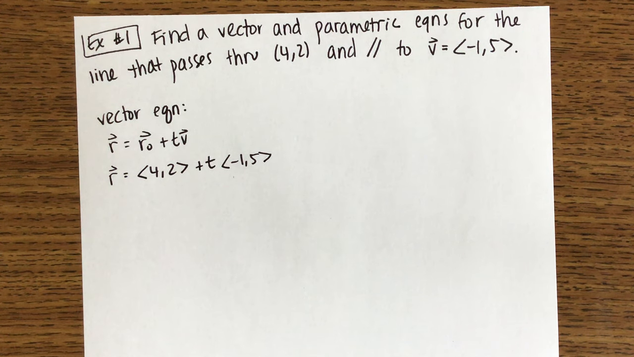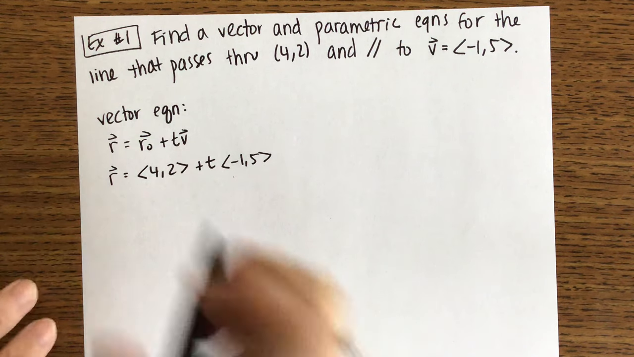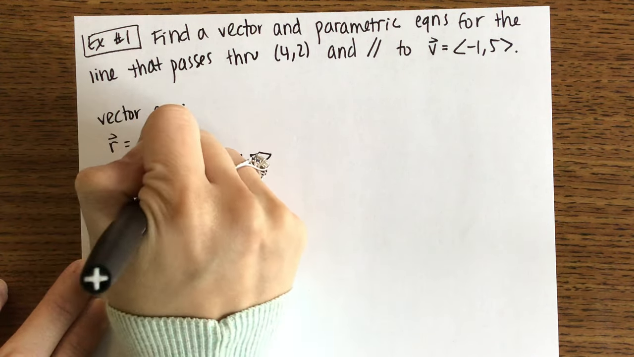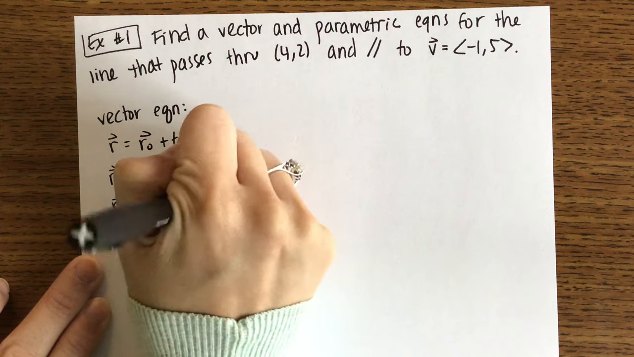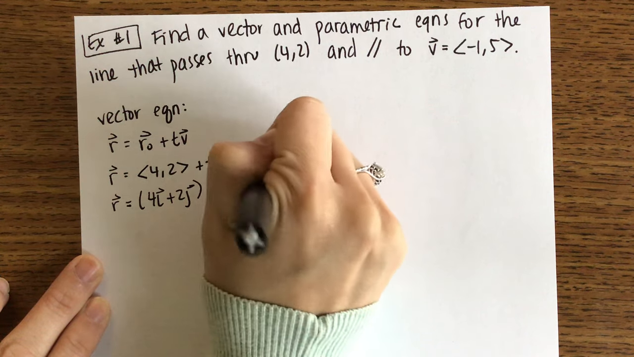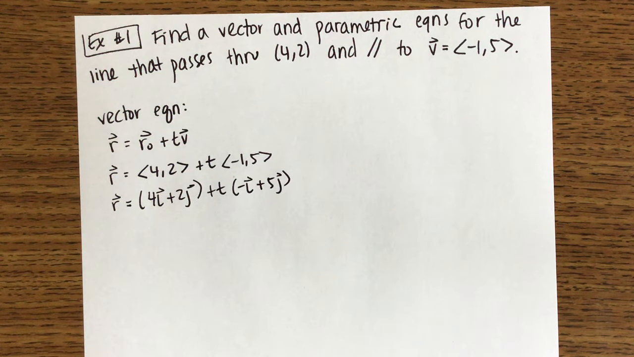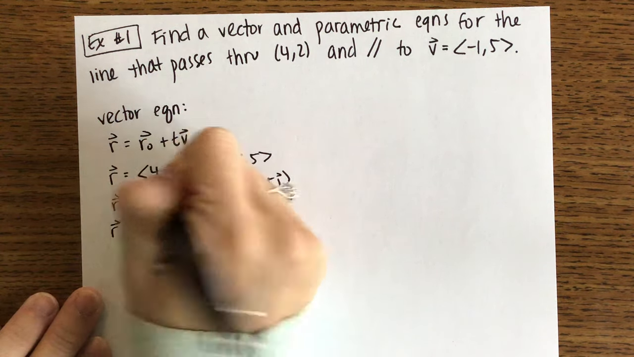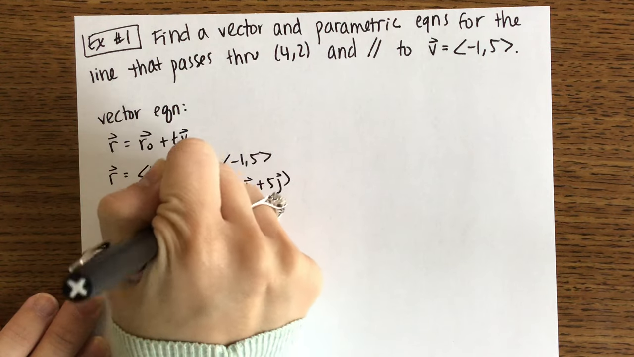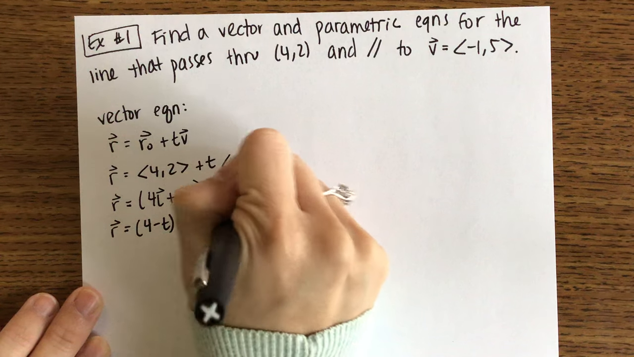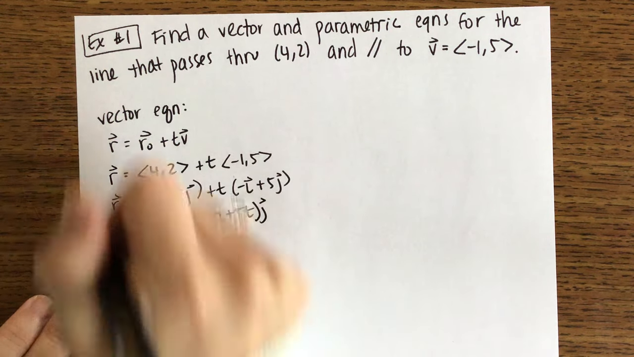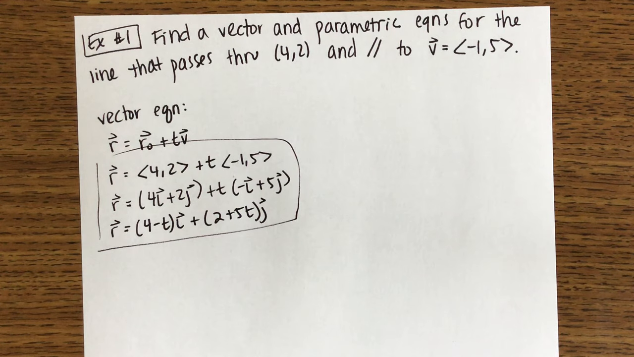I am perfectly okay if you leave the equation like that. So you might see it written like that. Sometimes you might see i and j notation. So 4i add 2j plus t times negative i plus 5j. That's another way you might see it written. And then lastly, some people like to put together the i's and put together the j's. So some people are going to write it like this: 4 minus t i plus 2 plus 5t j. So any of those are acceptable. And I believe WebAssign should allow you to put any of those in, unless they specify otherwise. So that's your vector equation.